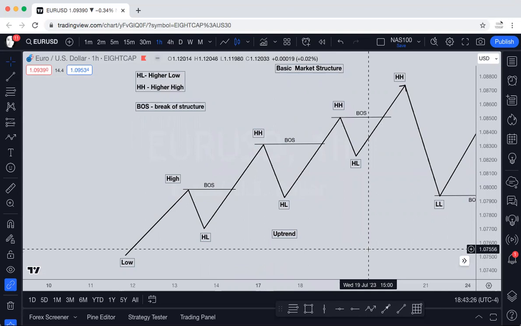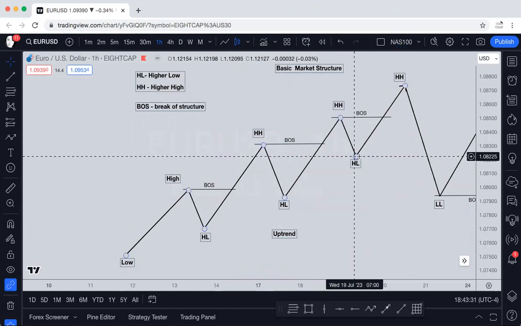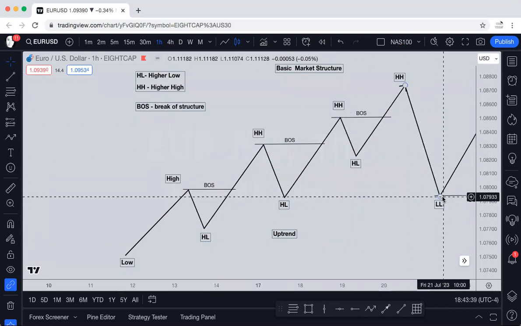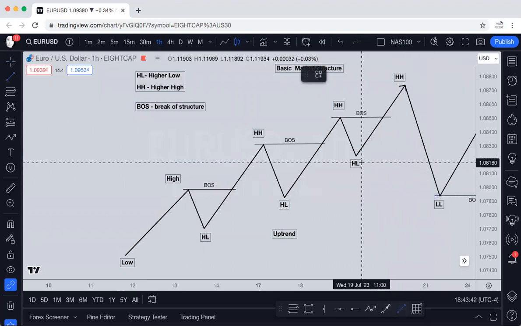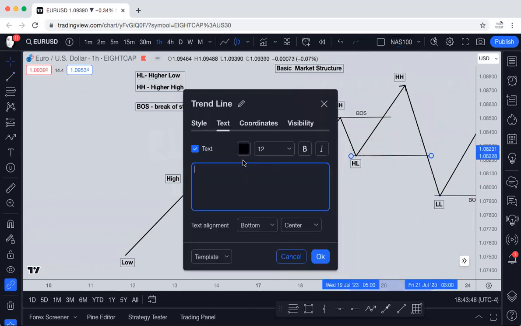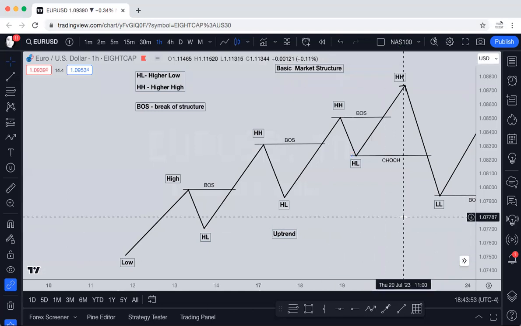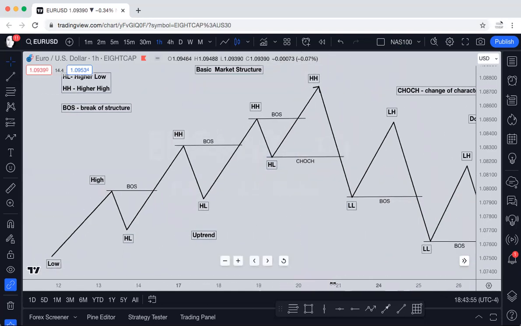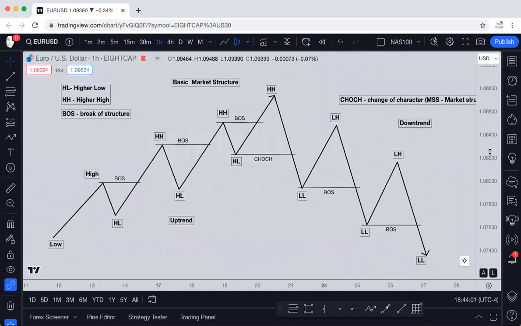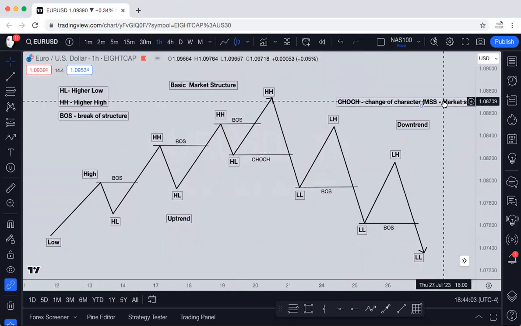Now we're going to talk about what they call a change of character. So you see how here we had this low in this uptrend got broken, right? Price just blew right past that. It got broken. That right there, we're going to call that CHOCH or choch, or change of character. Now we are shifting. We are shifting from an uptrend to a downtrend.